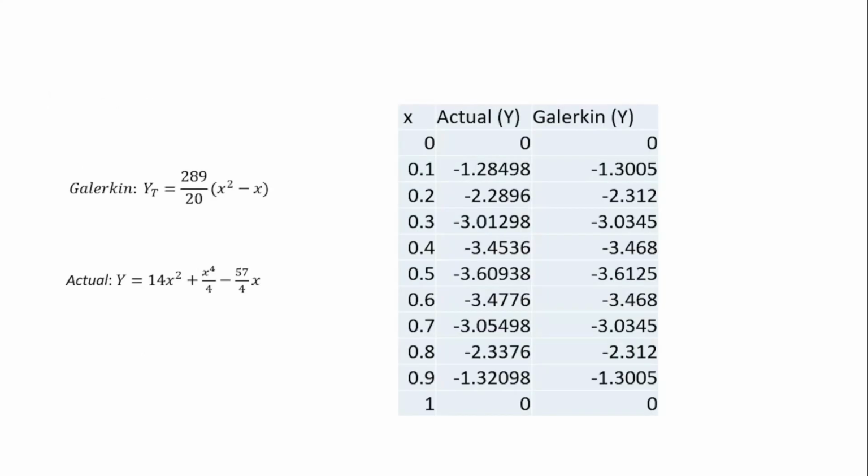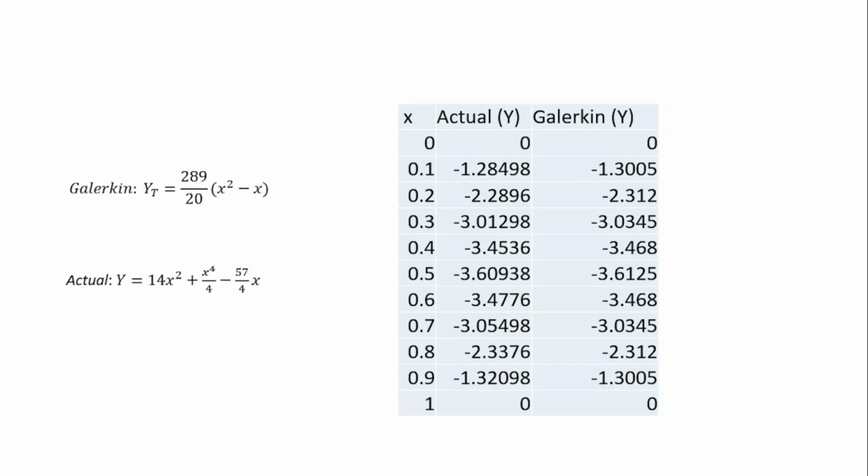And if you try to solve the same problem, maybe for values of x between 0 and 1, like 0, 0.1, 0.2, 0.3, 0.45, 0.5, and 1, and you find the answer to y for these given values of x, you will see that when you also seek the solution for y using the Galerkin solution, the answers are similar.